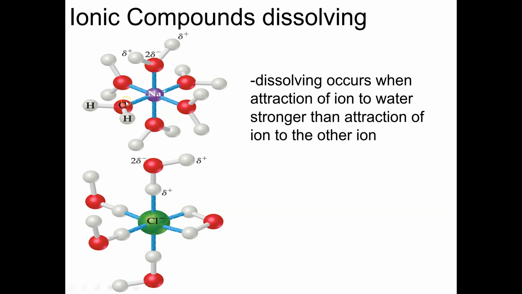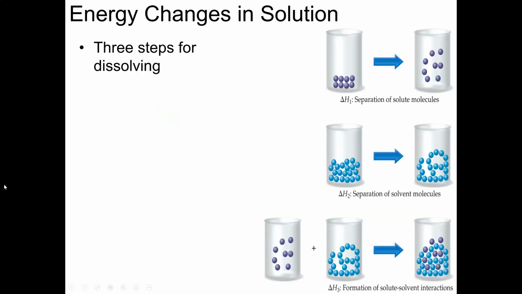Please pay attention to the way they're arranging themselves. You see how the negative dipole of oxygen is attracting the cation, and how the positive dipole of hydrogen is attracting the negative ion. All right, energy changes in solution. There are three steps for dissolving. Separate the molecules, solid particles, that's endothermic. Anytime you separate something, you're breaking it apart, it's always going to be endothermic. So you've got to put in an input of energy.